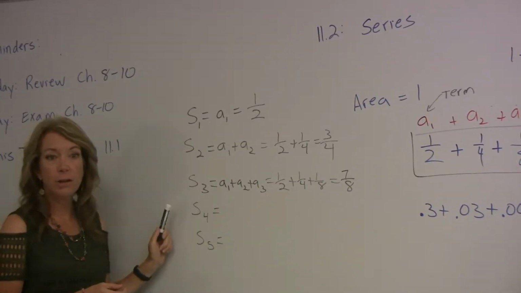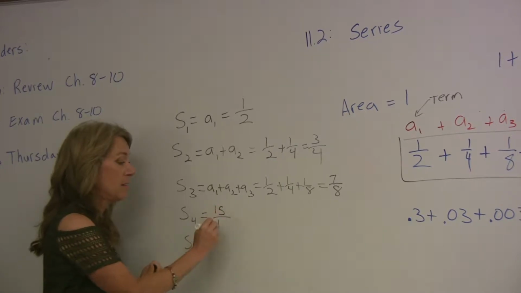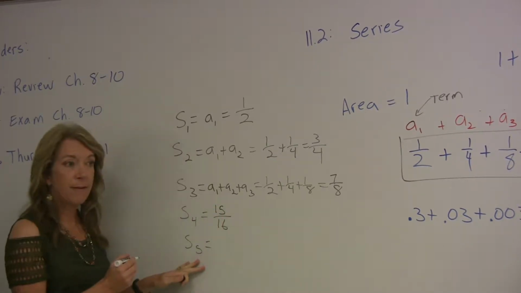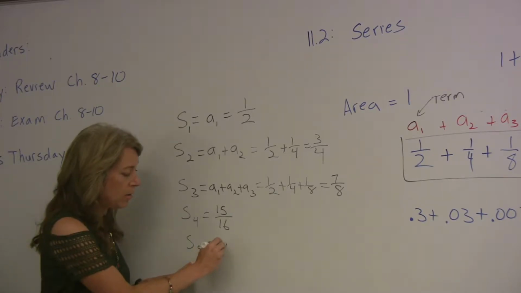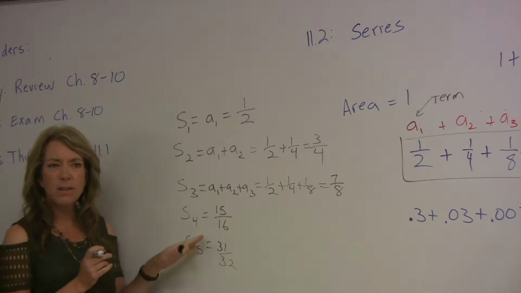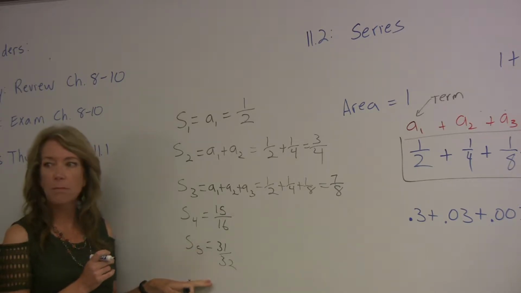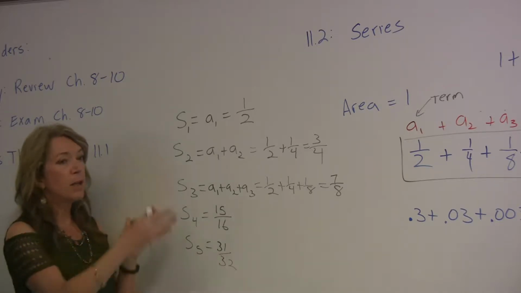What do we get for S4? 15/16. And S5? 31/32. Beautiful. Any questions on where those came from? We're okay there? So these are the partial sums.